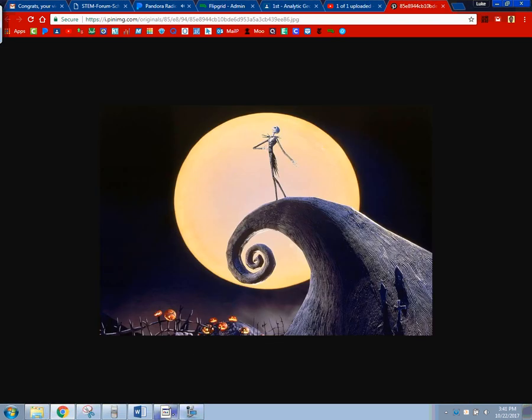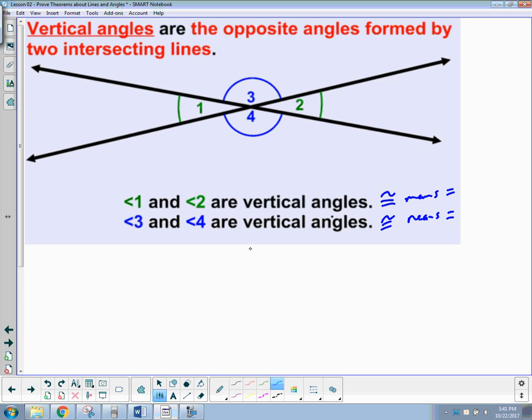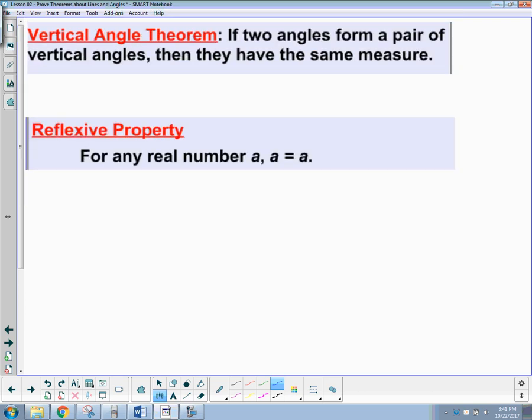Anyway, so, vertical angle theorem: if two angles form a pair of vertical angles, then they have the same measure, again, being congruent. Reflexive property: for any real number, A equals A. Okay, we'll see that down the road, trust me.